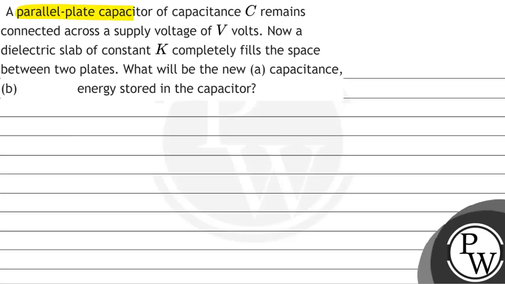A parallel plate capacitor of capacitance C remains connected across a supply voltage of V volts. Now, a dielectric slab of constant K completely fills the space between the two plates. Then we have to find what will be the new capacitance and energy stored in the capacitor.